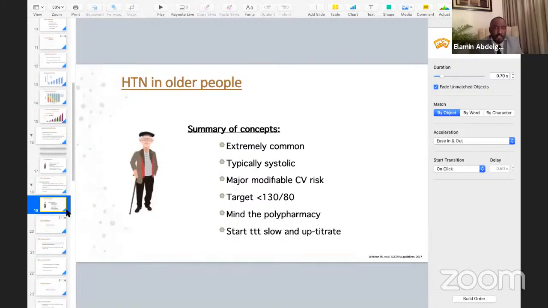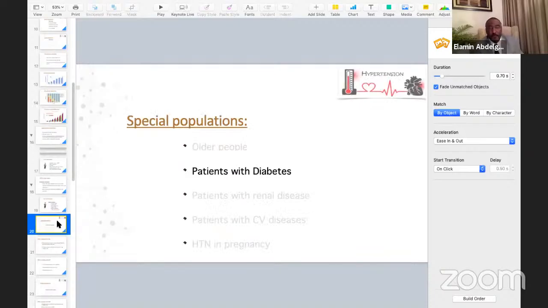So, a summary of the concepts of hypertension in older people, because this is the most important part. Hypertension per se is extremely common in patients above 65 years of age. And it's usually systolic more than diastolic. As we mentioned, above 65 years of age, you can hardly get an isolated diastolic hypertension. Usually it's isolated systolic hypertension on the contrary. And hypertension per se is a major modifiable risk factor. Target in general is less than 130 over 80 millimeters of mercury. And we need to mind the polypharmacy and the comorbidities of this particular group of patients. And once more, start slow and uptitrate slowly.